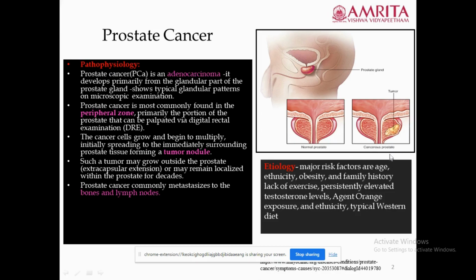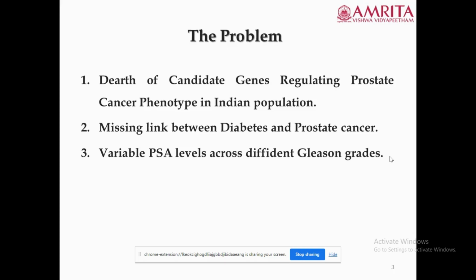The major risk factors for developing prostate cancer are age, ethnicity, obesity, family history, lack of exercise, persistent elevated testosterone levels, etc. I have chosen prostate cancer for my research because there is a serious gap in the knowledge base of candidate genes that are involved in prostate cancer phenotype, particularly in the Indian population. There also seems to be a missing link between diabetes and prostate cancer.